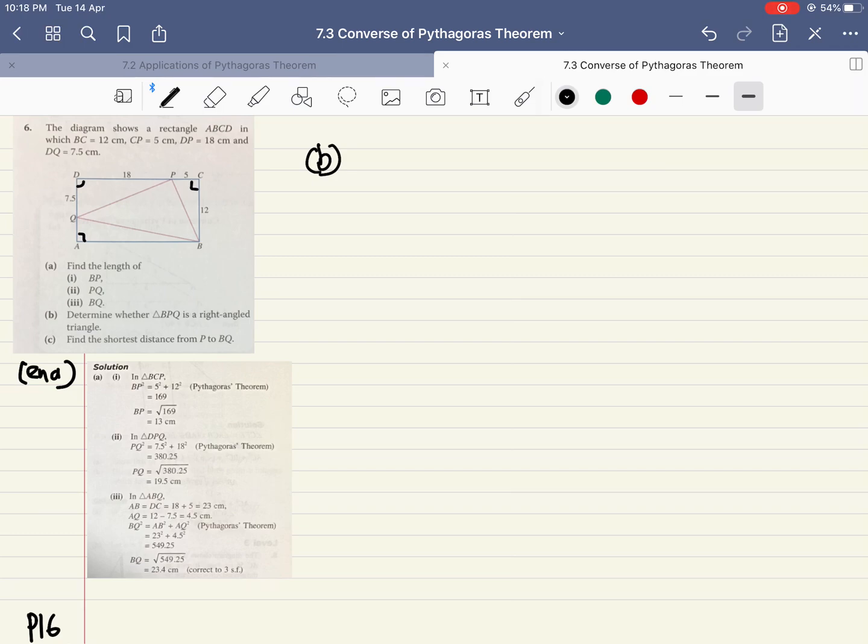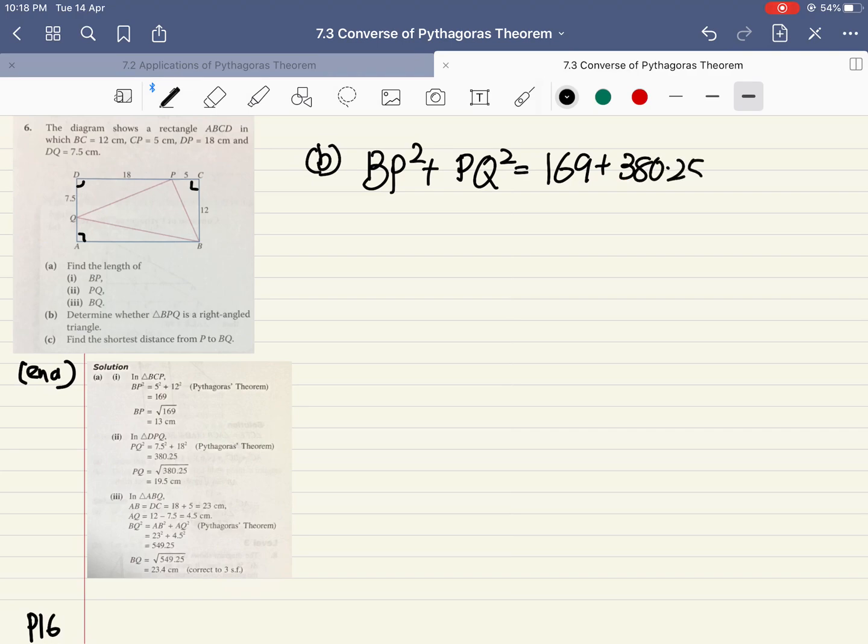So same thing here. First, I will say that AB is equals to 23 cm. AQ, what's the value of my AQ? Sorry, I am a bit confused here. Okay, never mind.